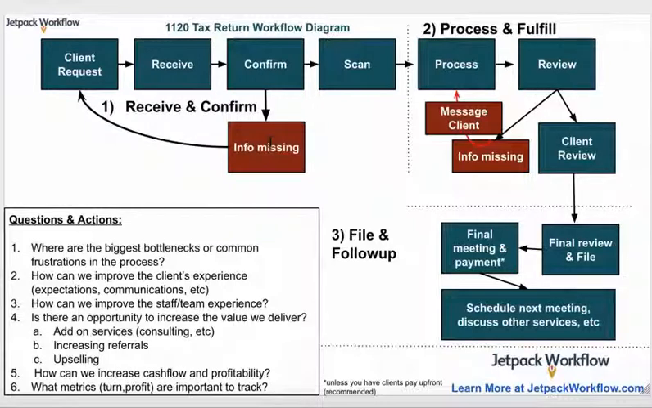So the first part is all about receiving and confirming. That's the first bucket we're going to look at. And the reason I identified info missing right away is because we always want to identify the bottlenecks or the areas that are perhaps slowing down the entire process.